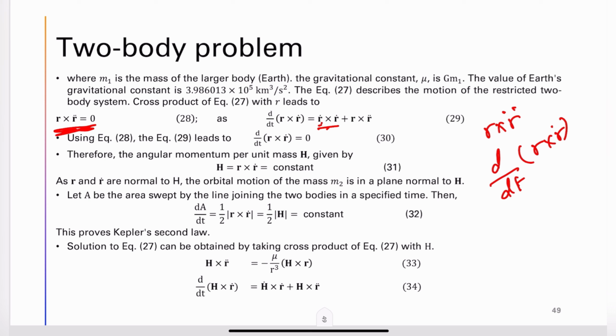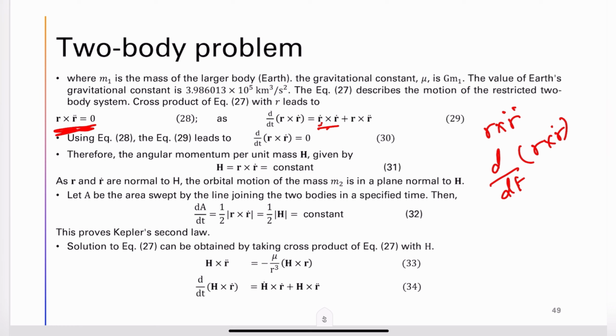Now we are considering the angular momentum of the mass, h. H is nothing but the position vector cross linear momentum, which is a constant. So h is nothing but r cross r dot, where r and r dot are normal to h, and the orbital motion of mass m2 is in the plane normal to h. Let A be the area swept by the line joining the two bodies.